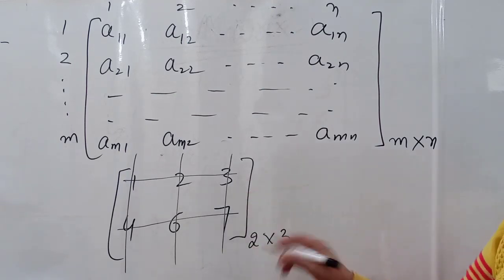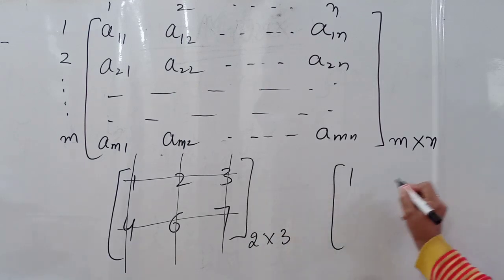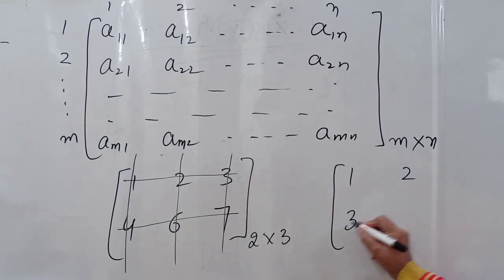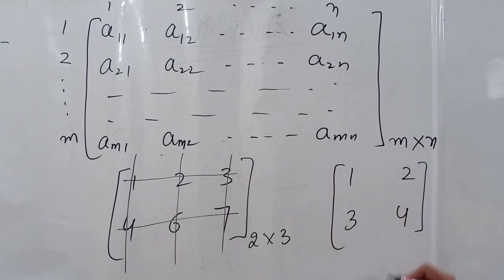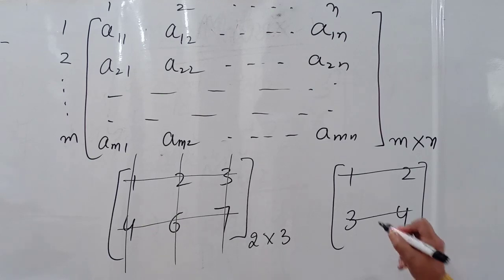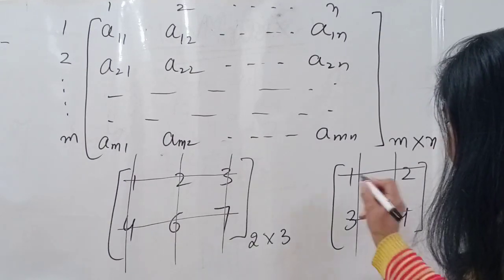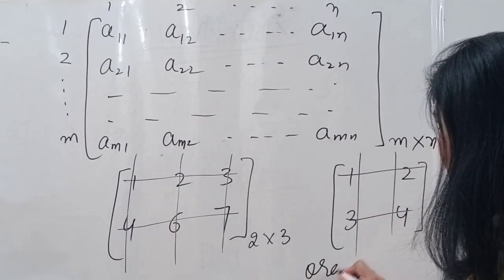Now it is possible that the number of rows is equal to the number of columns. Say I have 1, 2, 3, 4. Now how many rows are there? 1, 2. 2 rows are there. Columns 1, 2. 2 columns are there. So you can say the order of this matrix is 2.